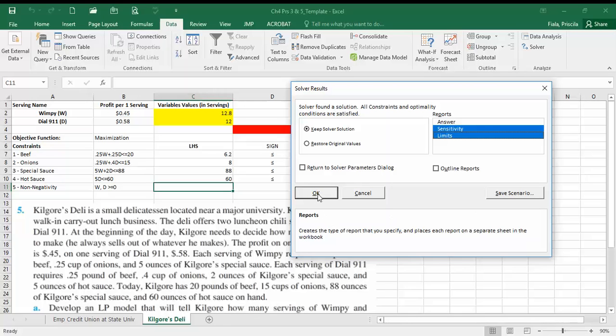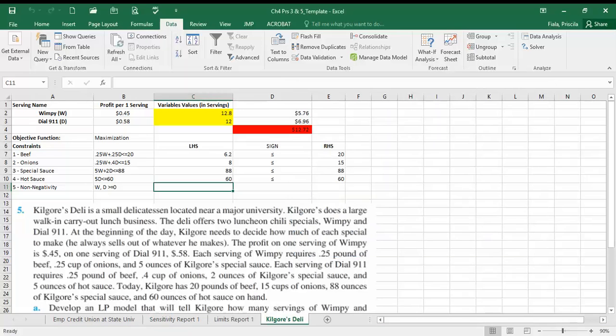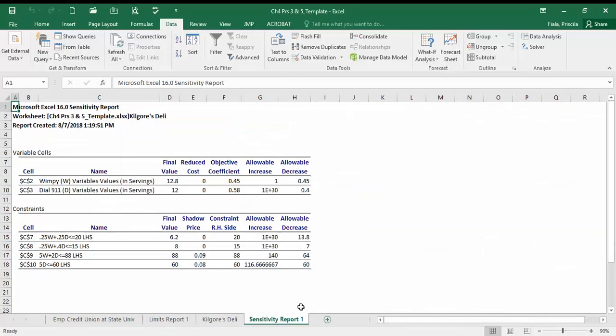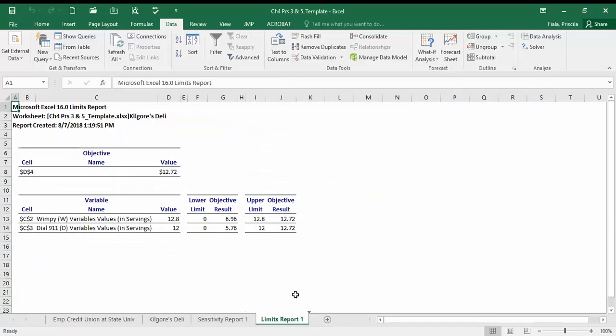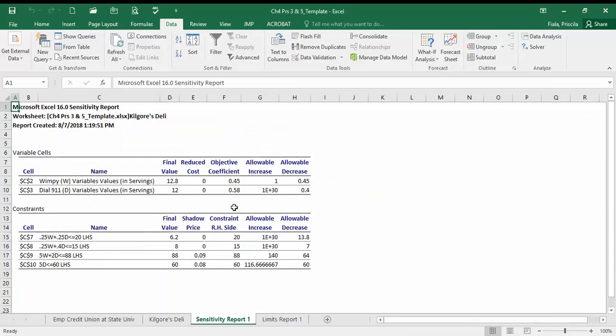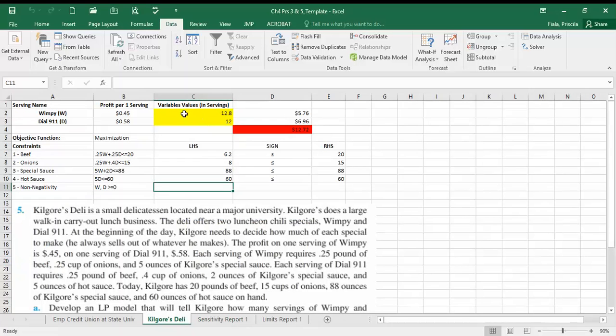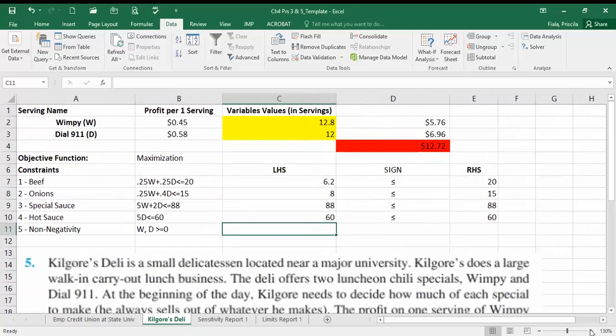So let's do okay, and you're going to notice it's going to add right here some more worksheets. So this is your sensitivity report, and then these are your limit reports. So let's look at the results first. It told us that we need 12.8 servings of Wimpy and 12 servings of Dial 911 to get our optimal value of $12.72.